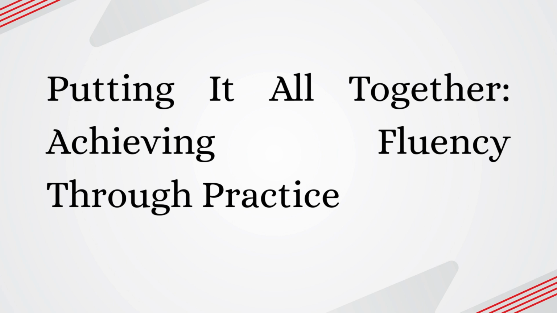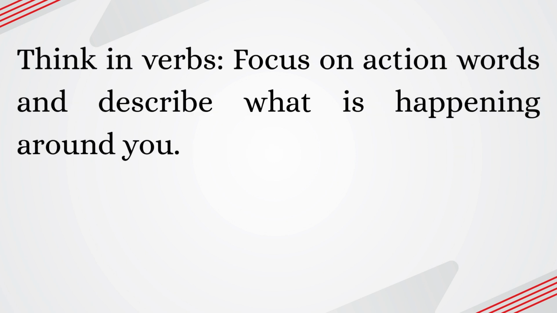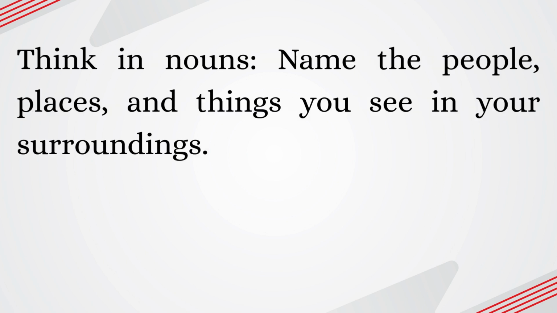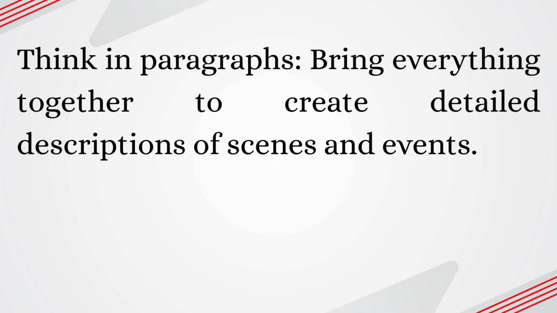Putting it all together, achieving fluency through practice. By now, you should have a clear understanding of the 4 stages of thinking in English. Think in verbs, focus on action words and describe what is happening around you. Think in nouns, name the people, places, and things you see in your surroundings. Think in sentences, combine verbs and nouns to form short, simple sentences. Think in paragraphs, bring everything together to create detailed descriptions of scenes and events.